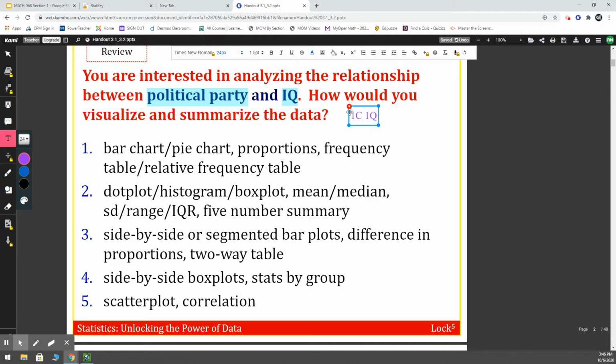So if we take a look down the list here, number one is a bar chart. And the second I see a bar chart, I'm thinking about one categorical. Number two is a dot plot, and there's only a single dot plot happening here. And the minute I see a dot plot, it's one quantitative.